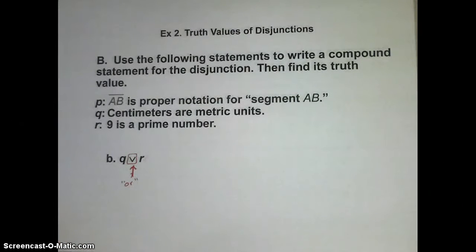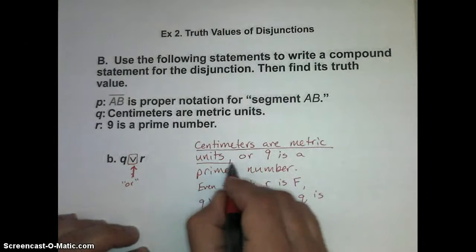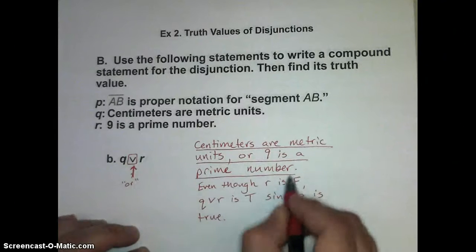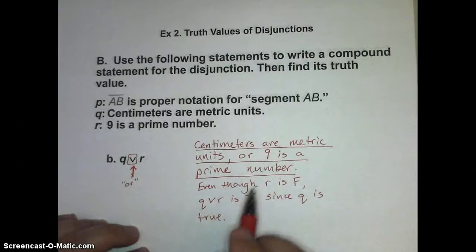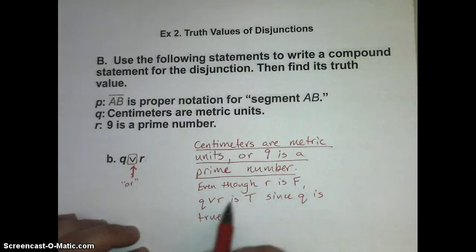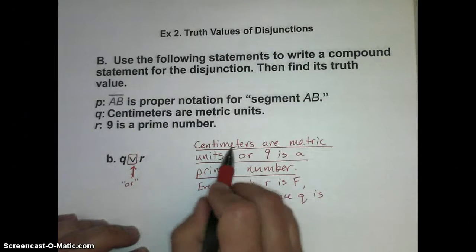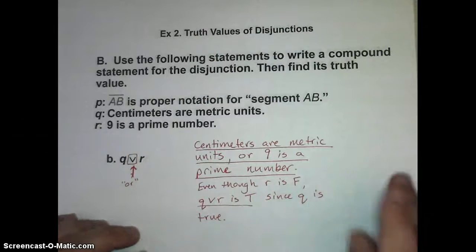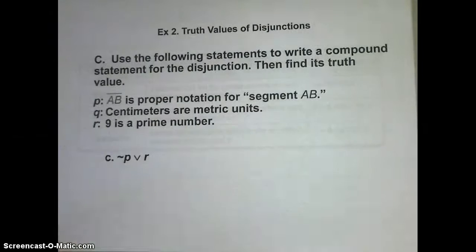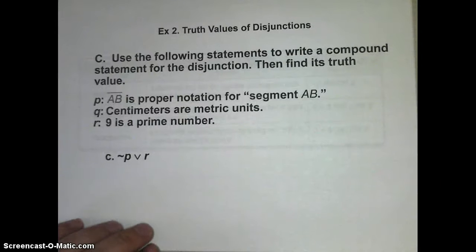All right, this is what we should get. Centimeters are metric units, or 9 is a prime number. That's your disjunction. Now, even though the second part of this, R, is false, this is still a true disjunction since at least one part, Q, is true. All right, why don't you take a stab at part C, and we'll come up with our result in just a moment.